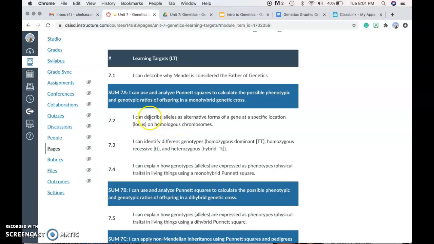In order to be able to do that, you need to know what an allele is. You need to know what homologous chromosomes are. You need to be able to identify genotype. So is it homozygous dominant, homozygous recessive, or heterozygous? And you need to be able to explain how genotypes are expressed as phenotypes. So again, in this video, we're going to review this target, learning target SUM 7a.